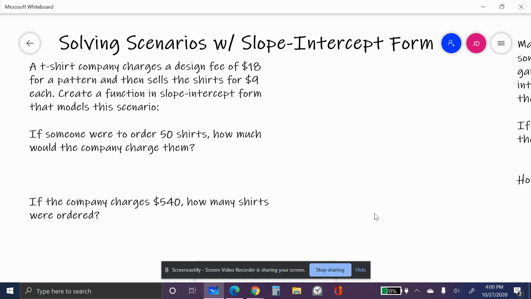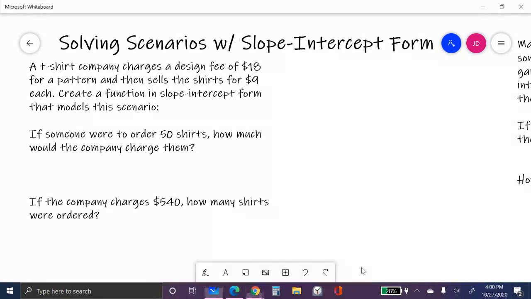In today's video, we're going to be solving scenarios with slope-intercept form. So we're going to be given a specific real-life scenario and create a slope-intercept equation, and then also answer some questions following once we come up with our equation.